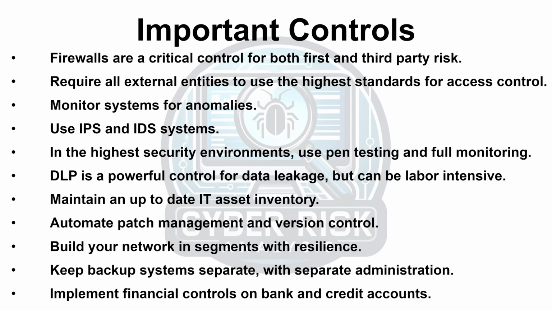And you want to implement financial controls on your bank and credit accounts. This is very important because a lot of times third-party risks and third-party intrusions are basically after one thing, and that is to commit financial fraud. Thankfully, there are some very good controls for this that you can put into place with your banking, with your credit cards, with your payment processors, which include such things as secure escrow. So if you implement those, you'll be able to avoid a lot of financial fraud risks.